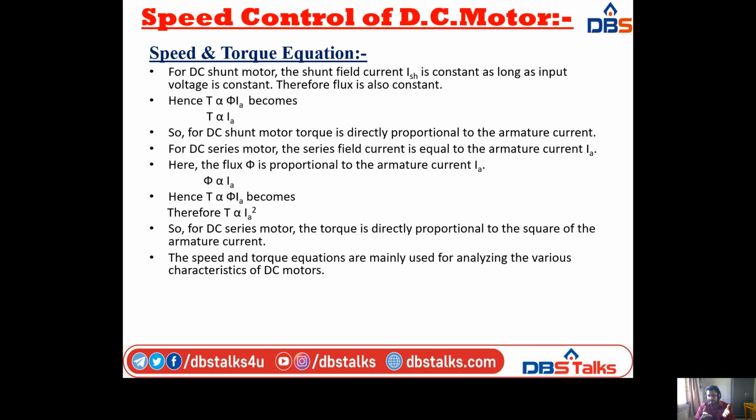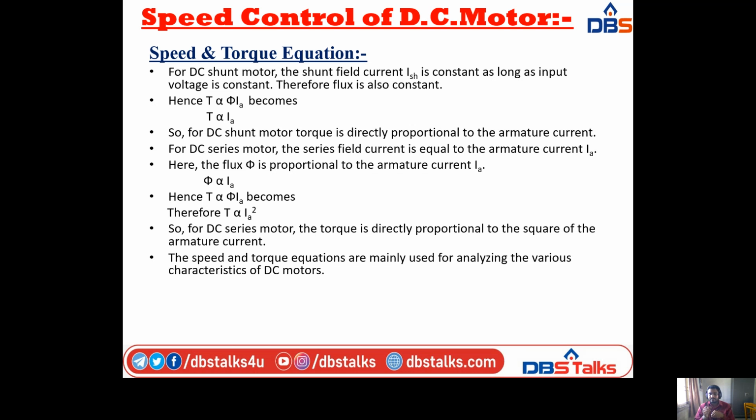You already know the equation, torque is proportional to phi into Ia. In the DC series motor, the flux is proportional to armature current. So torque is proportional to flux into armature current becomes torque is proportional to Ia square. In place of flux I am taking Ia, that is Ia into Ia. So for the DC series motor, the torque is directly proportional to the square of the armature current.